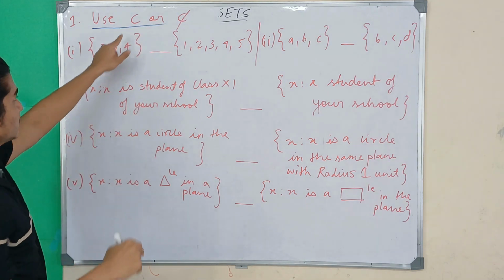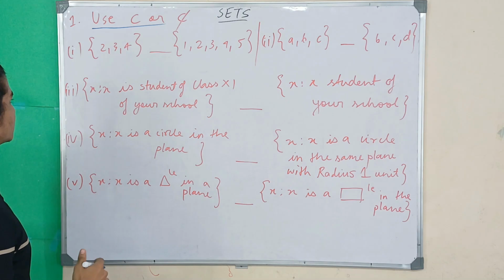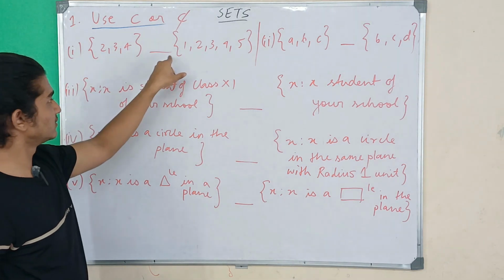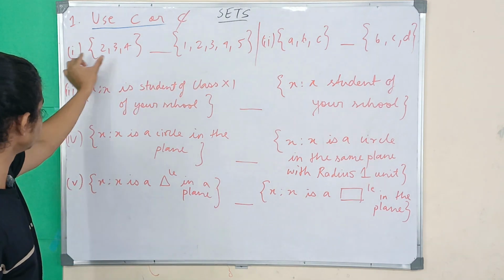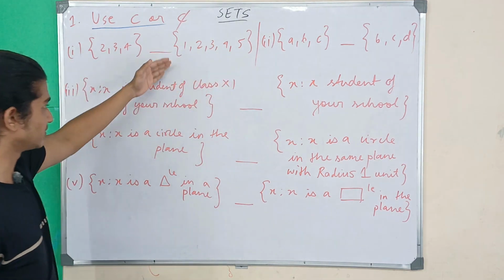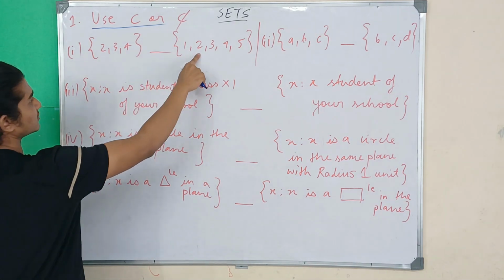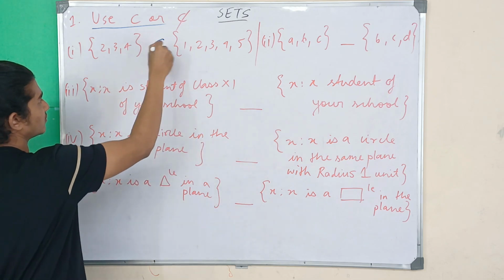We have to use the symbols subset or not a subset in the following problems. The first one is {2, 3, 4}. Is it a subset of {1, 2, 3, 4, 5}? We just have to check whether these elements are there in this set. If they are there, it is a subset. If not, it is not a subset. So 2 is there, yes. 3 is there, yes. 4 is there, yes. So this set is a subset of that set.